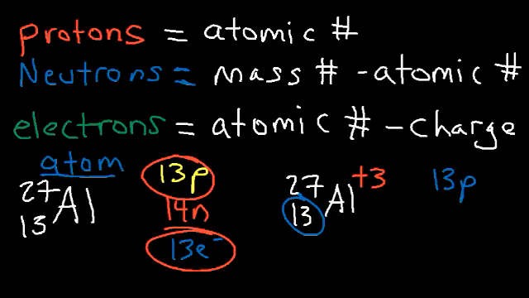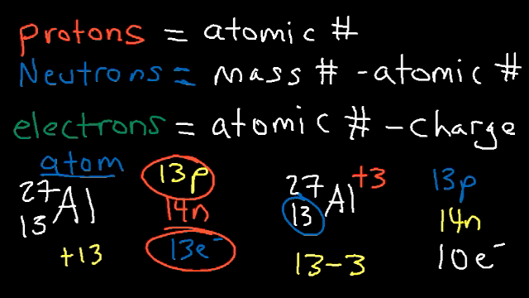And the number of neutrons is still 27 minus 13, and that's 14. Now the number of electrons is going to be the atomic number, which is 13 minus the charge, which is positive 3. So 13 minus 3, therefore there are 10 electrons in this ion. If you add up the protons and electrons, we have 13 protons and 10 electrons, which have a negative charge. 13 plus negative 10 equals the net charge of positive 3. So just keep in mind, an ion has an unequal number of protons and electrons, but an atom has an equal number of protons and electrons.